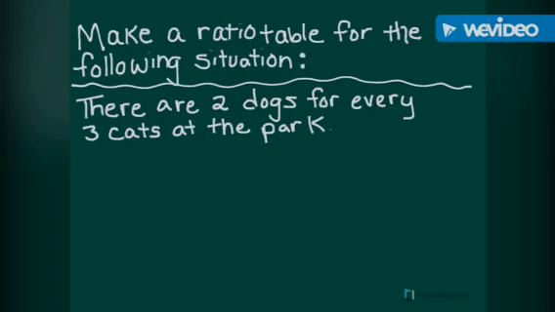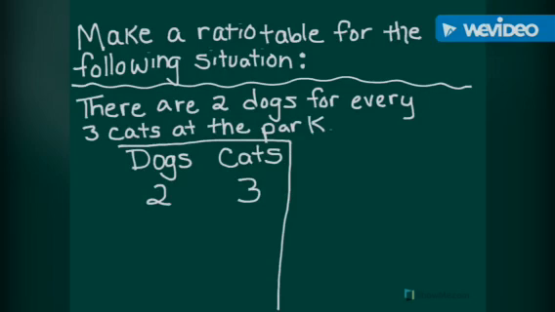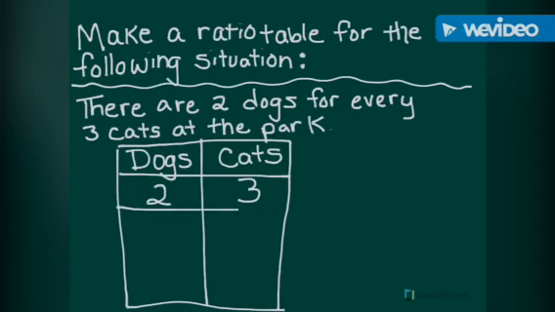So to solve this, I'm going to set up my ratio table. So there's 2 things that are being compared. We have dogs being compared to cats. I know from the problem that there are 2 dogs for every 3 cats at the park. So now that I've got my units, I can draw my table and I can complete it.